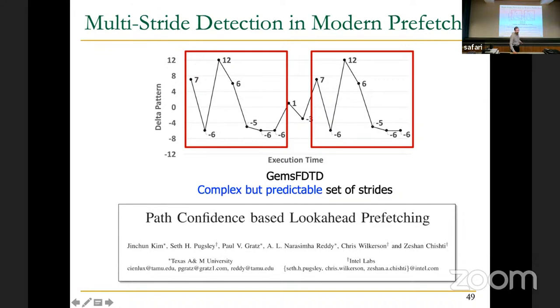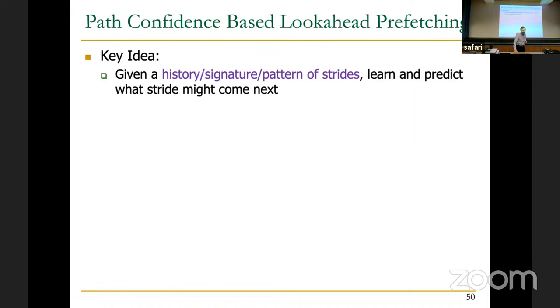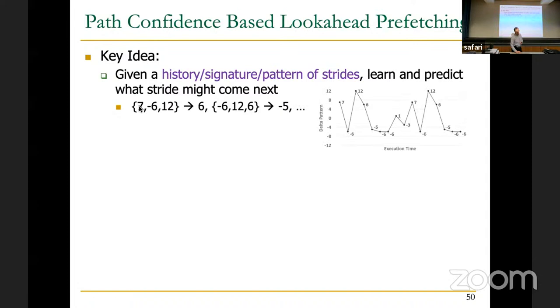And people have actually developed prefetchers. This is another prefetcher from Intel. You can read it if you want. But the key idea is, given a history or signature or pattern of strides, you learn or memorize and predict what stride may come next. This is a correlation-based prefetcher. You try to correlate multiple different past strides with the next stride that's coming. For example, 7, minus 6, 12 is correlated with 6. Whenever you see the pattern 7, minus 6, 12, the next stride is always 6. And if you can design a table that captures that correlation, that's great.